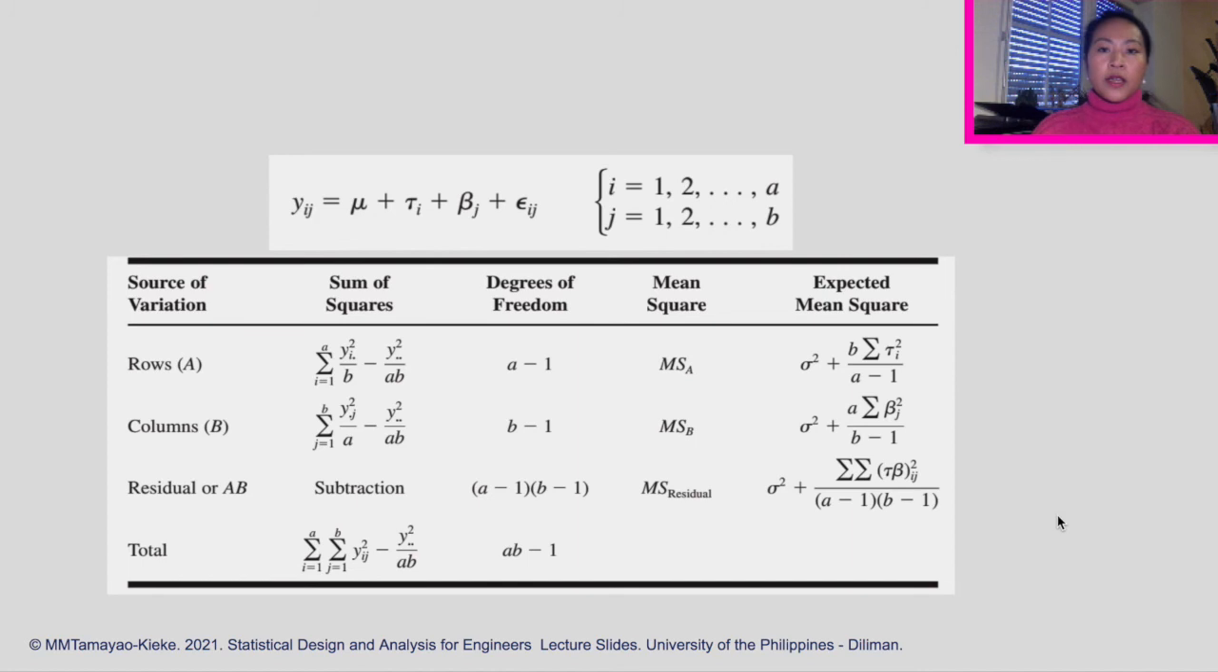If the interaction is not significant, then the model becomes like this. You can see that tau beta ij is not in the equation anymore. If this model is appropriate, then the residual mean square is an unbiased estimator of the variance. Now, the main effects can be tested by comparing the MSA by MS residual and MSB by the MS residual.